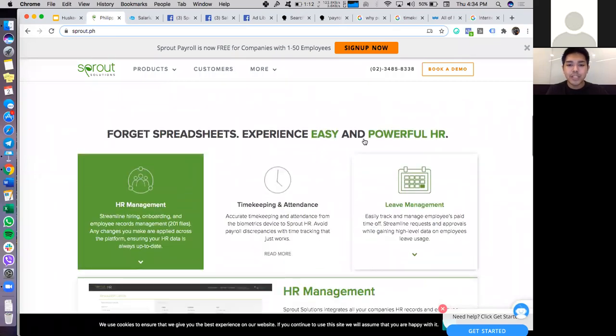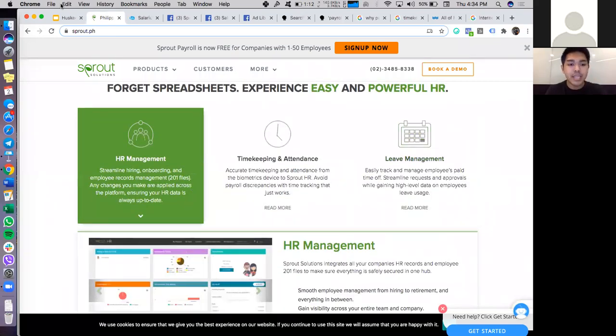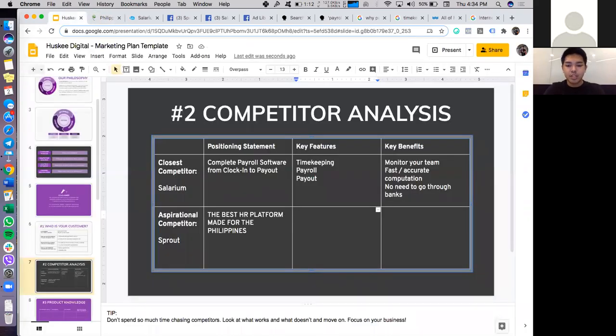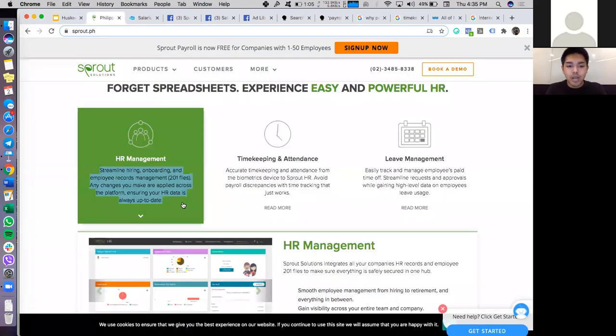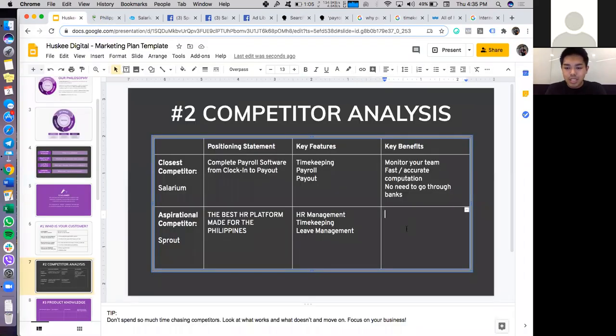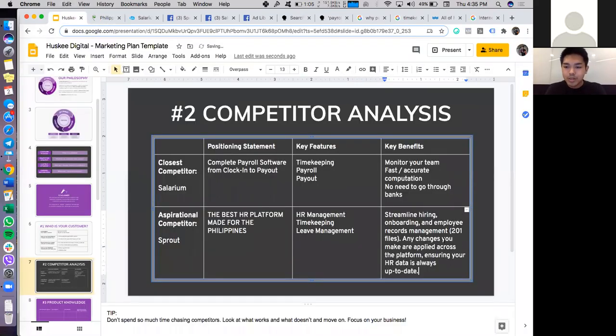And then same thing. They have some of the features that they're showing here again. So for them, it's HR management. That's the first thing that they're talking about. And then the features of their software also include timekeeping and attendance, and then leave management. So for some reason, they think that's a great feature to have on their software. And then same exercise. You will get whatever copy that they have here. So let's just copy this just for the sake of an example, and you repeat that whole process.